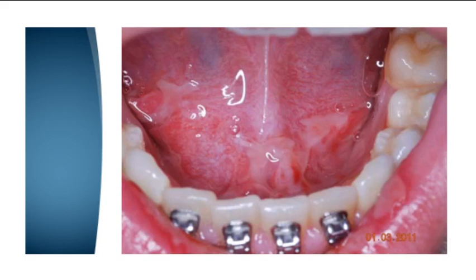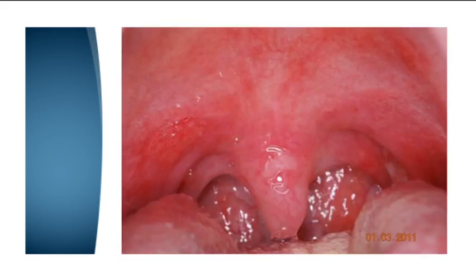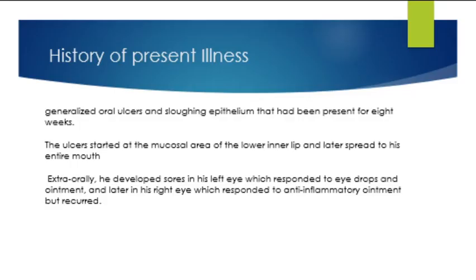Generalized ulceration of the floor of the mouth, ulceration of the uvula and soft palate area. As I said before, the ulcers started at the mucosal area of the lower inner lip and later spread to his entire mouth. Extraorally, he developed sores in his left eye, which responded to eye drops and ointments, and later in his right eye, which responded to anti-inflammatory ointment but decayed.